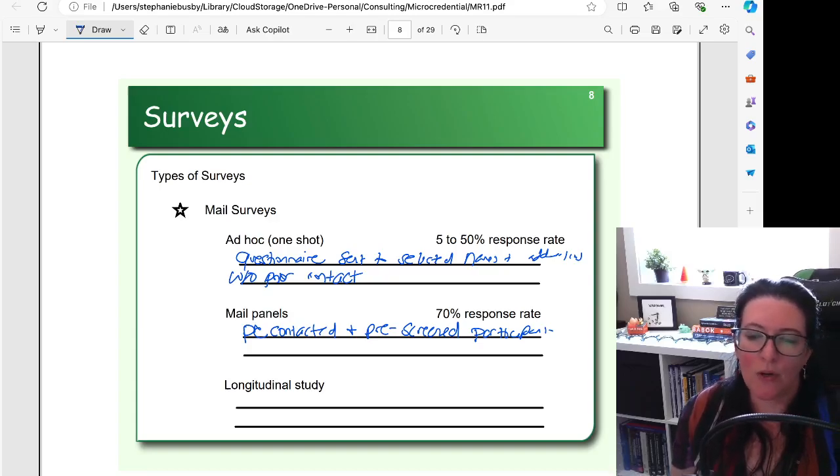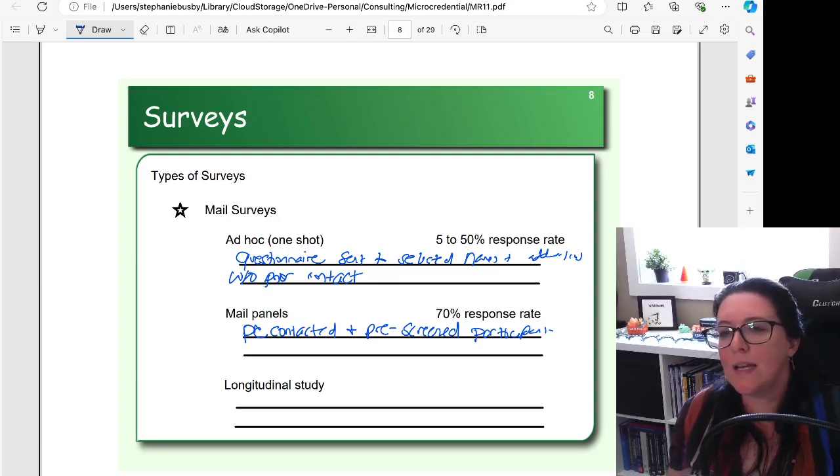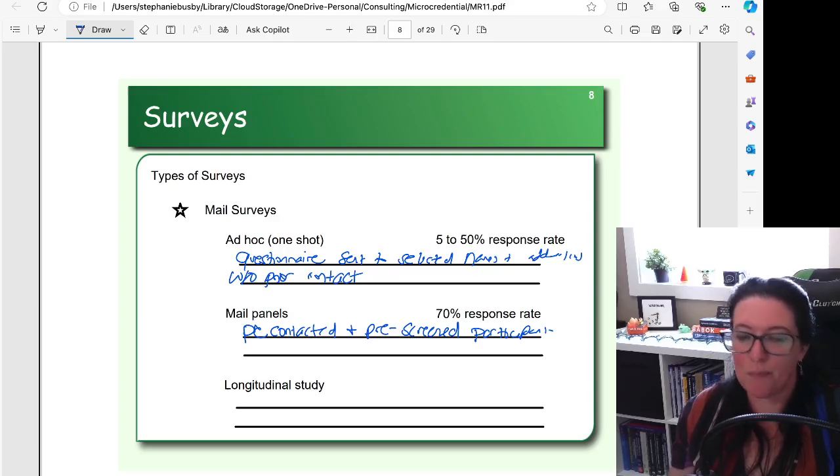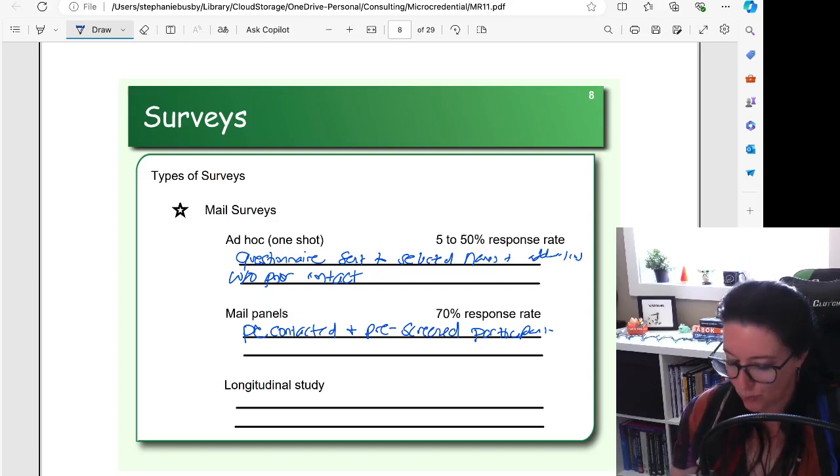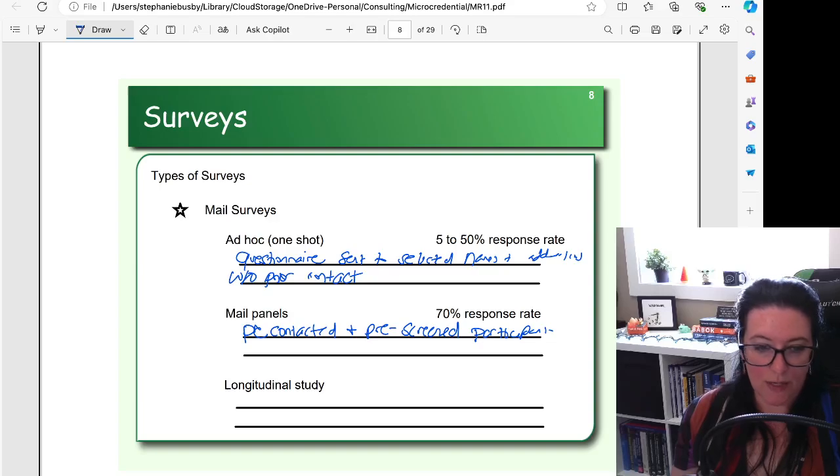Another example of a mail panel, there was a survey that was sent out, I don't know, about a decade ago, I guess, to me here. And it was about radio stations. And in that one, what they did is they phoned ahead and said, hey, can we send you a survey? And then if you agreed, then they would send you the paper survey in the mail. So not quite the same as being like an AC Nielsen family where you're getting lots of different surveys over time. This was just a one-time survey. But by phoning ahead, then they save money on postage and only send it out to people who are more likely to respond. So ad hoc, there's no prior contact. And mail panels, there is some pre-contact and pre-screening to increase that response rate.